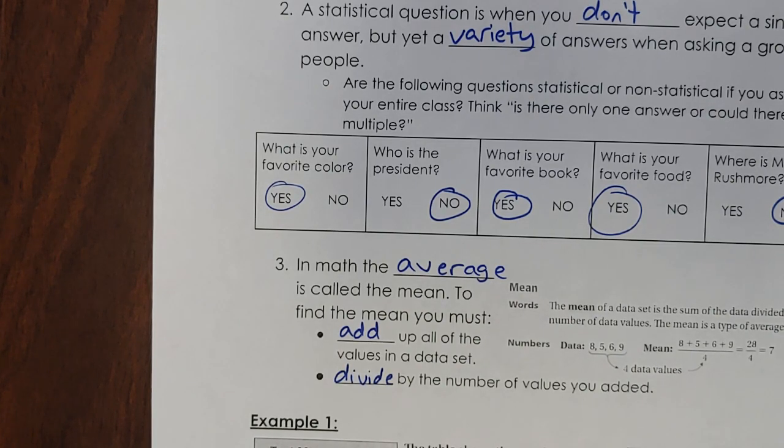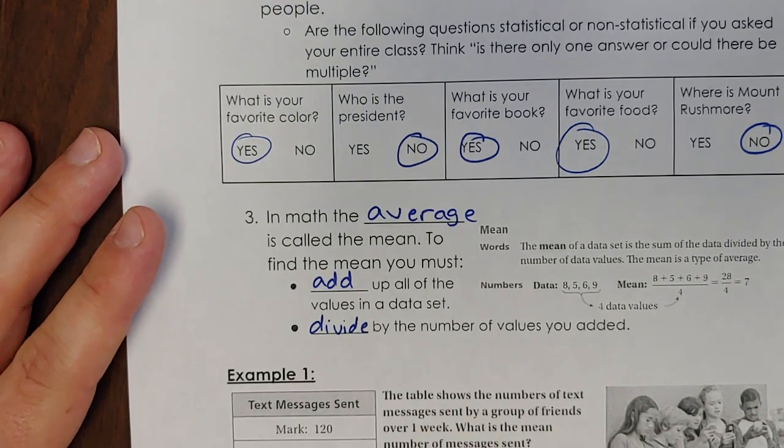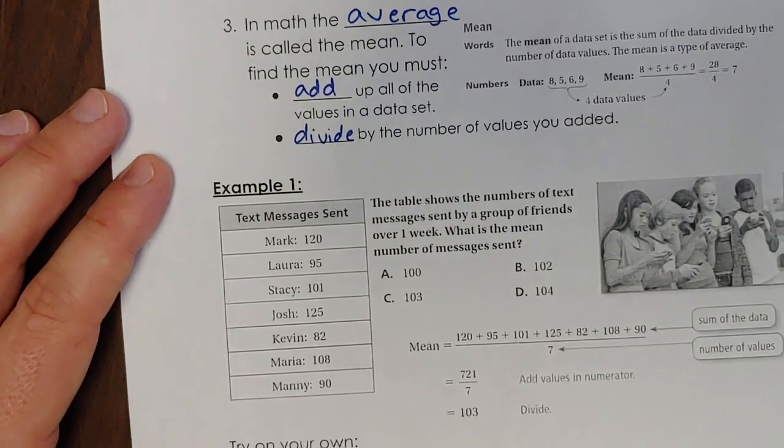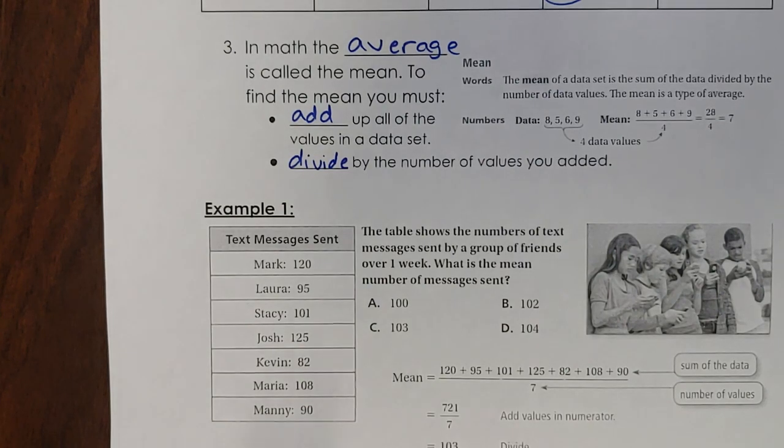So if we, not memes, but mean. So if we look down here, it has an example, and it has several numbers, 8, 5, 6, and 9. So if you've got a calculator, everybody type in their calculator 8, 5, 6, and 9. Hit enter, and then divide that by how many numbers there are. There are 4 numbers, so divide it by 4, and tell me what you get.